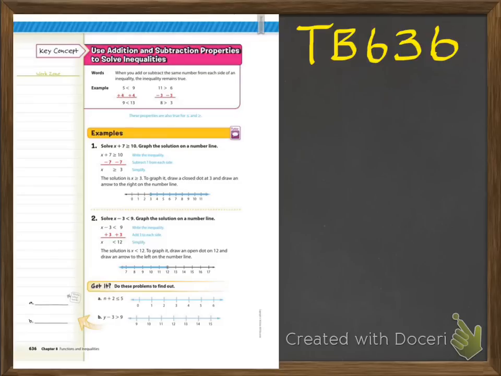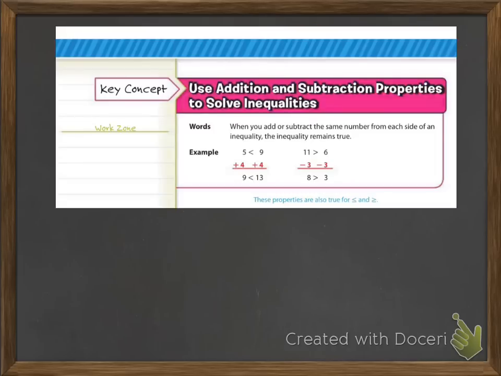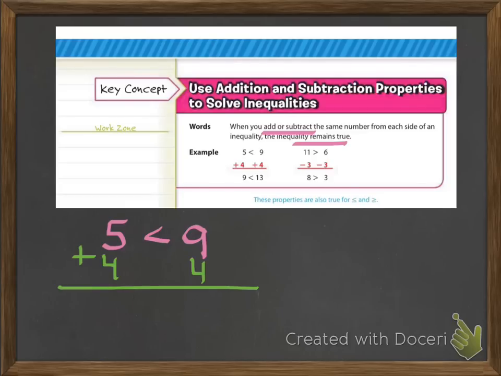Now you're looking at the top of textbook page 636 where you see use addition and subtraction properties to solve inequalities. And you have a close-up look here. All right, so at the top it says, when you add or subtract the same number from each side of an inequality, the inequality remains true. So what this is basically saying is just like we could do the inverse operation with equations, we can treat inequalities the same way. So in this first example, we've got 5 is less than 9, and what they've done is they've added 4. And all this property is saying is as long as you do the same thing to both sides, the inequality remains true.